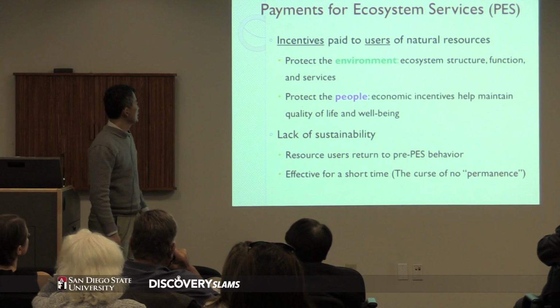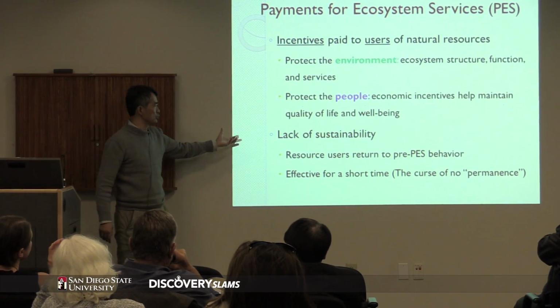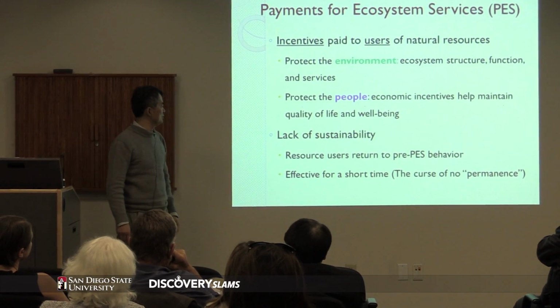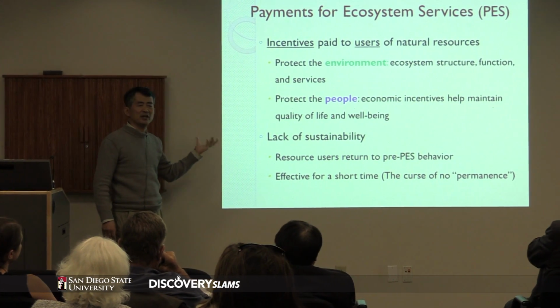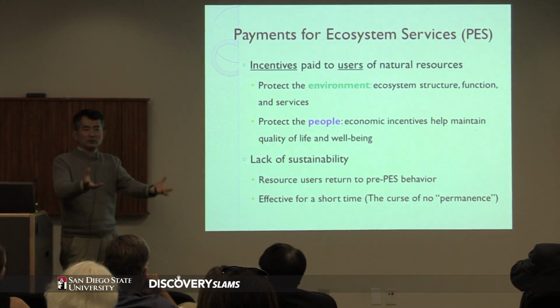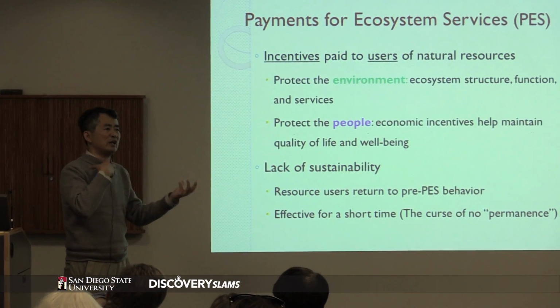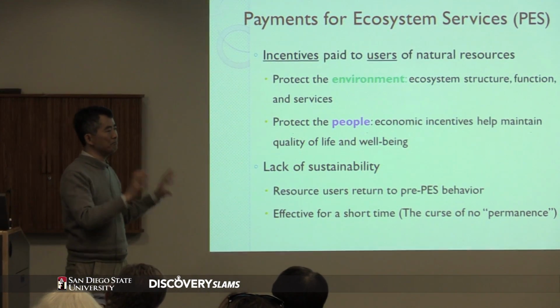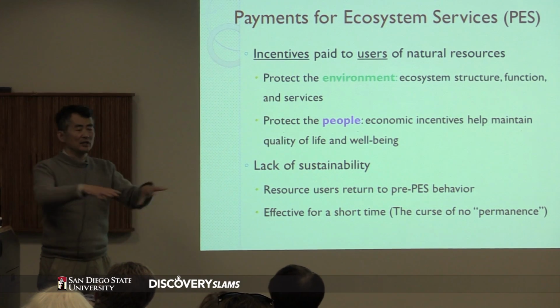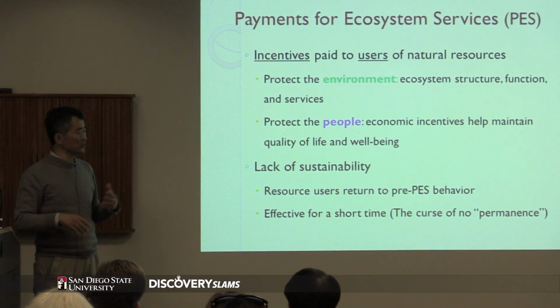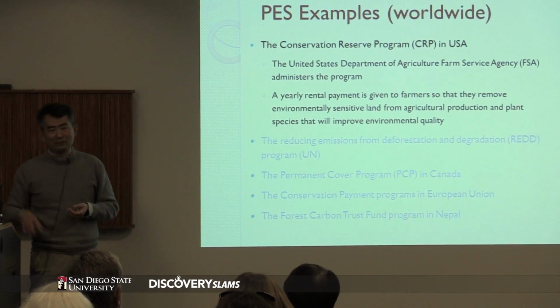So of course, if I did some literature review, it seems there is a sustainability problem. For example, we pay you the money. Once the payment is gone, then you get back to whatever you used to do. So basically, the payment is not permanent. That's a worldwide problem, including a problem in the US.